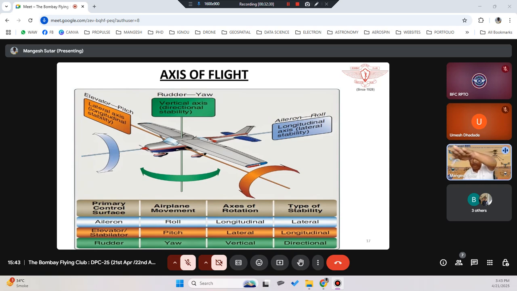Roll right, roll left. Your right, your left. Clear? So ailerons in an aeroplane are responsible for roll motion. It is happening on the longitudinal axis and the motion is in lateral form. Elevators are for pitch motions. They are lateral and affect the longitudinal part. Whereas rudder is affecting the yaw motion or heading motion.